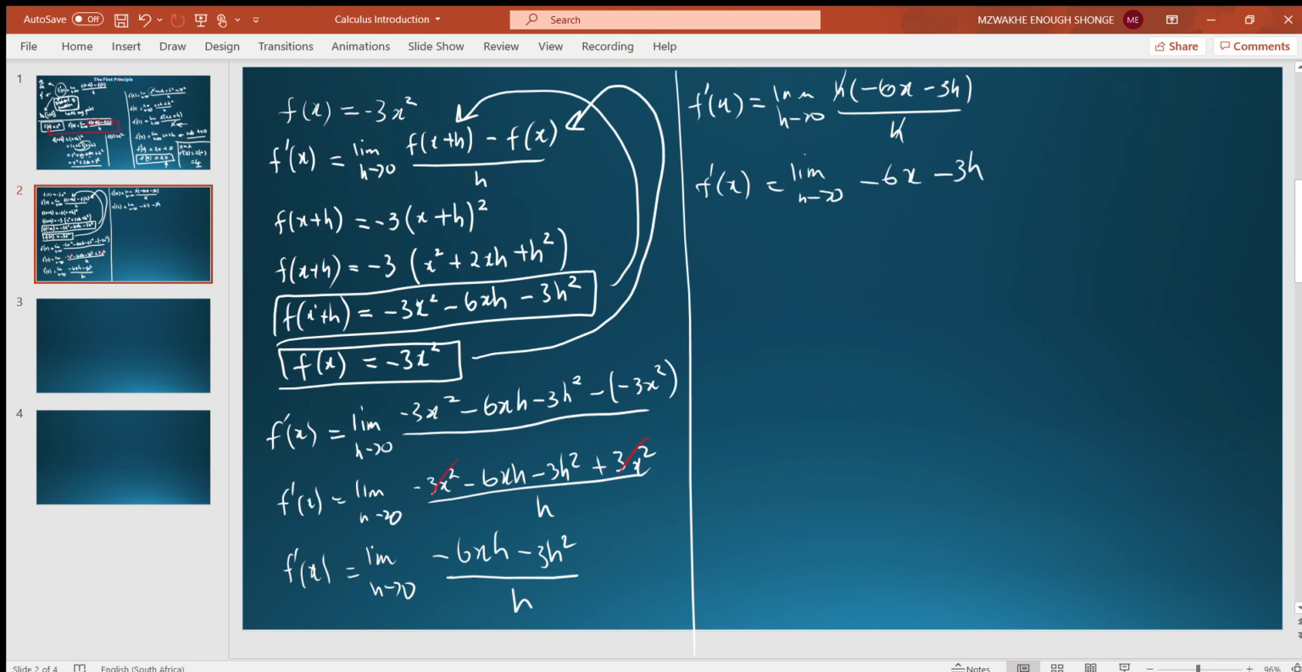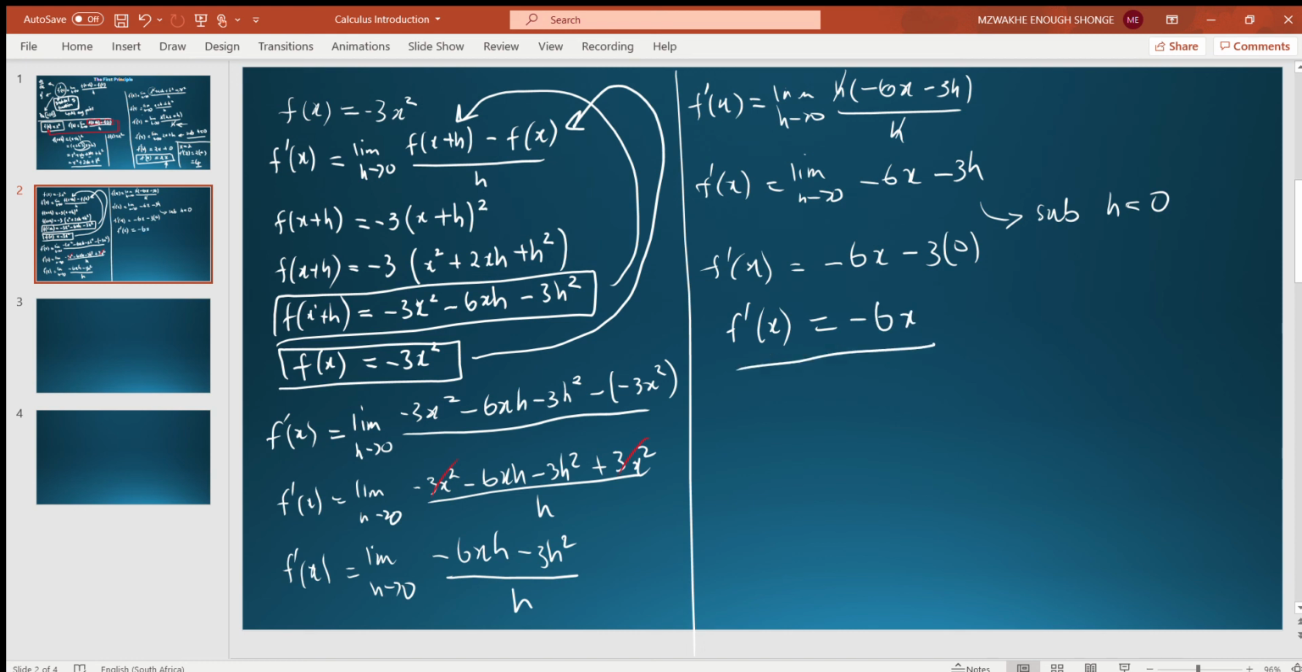Now you have to substitute h equals 0 here. When you do that, remember, you have to drop the limit. When you're substituting h equals 0, you drop the limit. So you have f prime of x equals minus 6x, and this is your final answer.